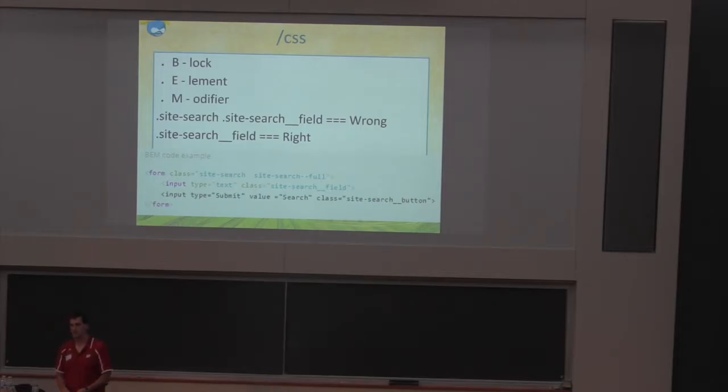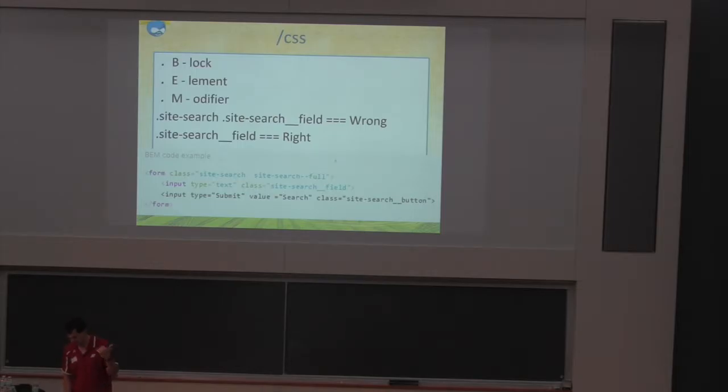So this makes it much easier to reuse code, and you're not having to override other CSS style. So the B stands for a block. This is not a Drupal block, but a component of your code. So this site search is the example for this.